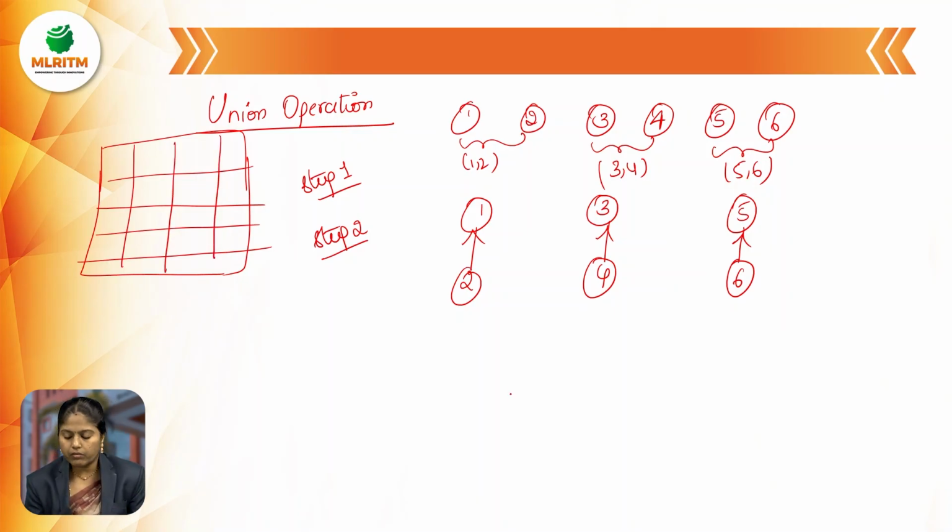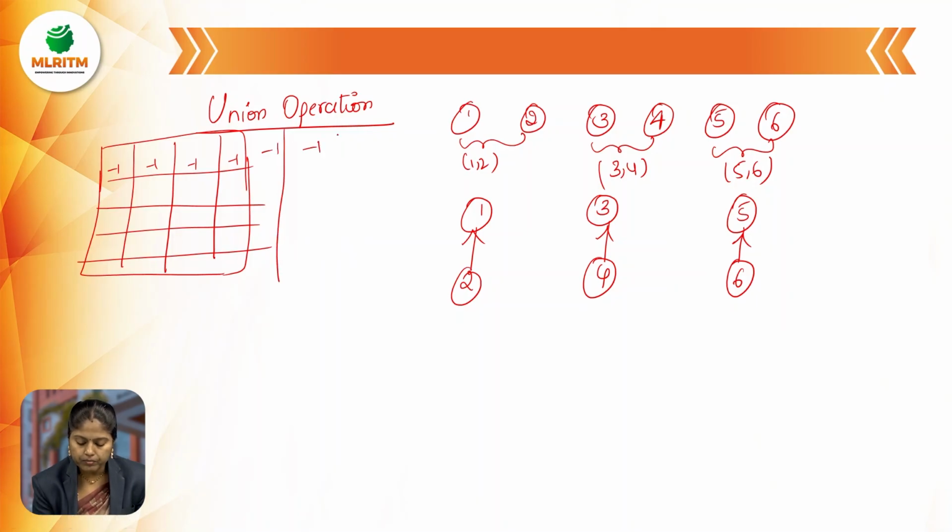Okay, simultaneously we have to draw the table here. What is the parent node? For each and every element the parent node is -1, -1, -1, -1. I have taken elements up to 6, that is 1, 2, 3, 4, 5, 6.